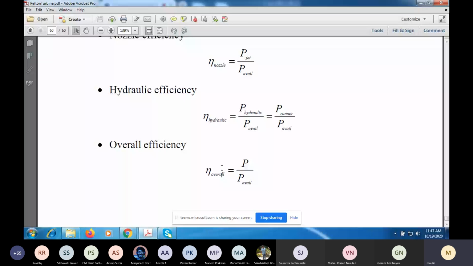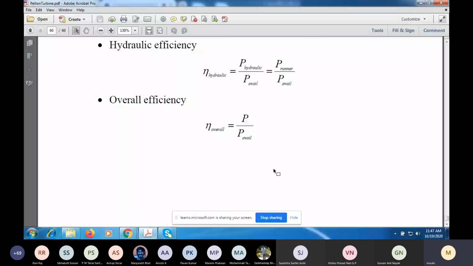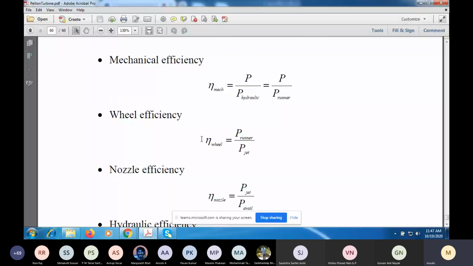So here, of course, I have not written the pipeline efficiency. I've just written the terms relating to the turbine system here.